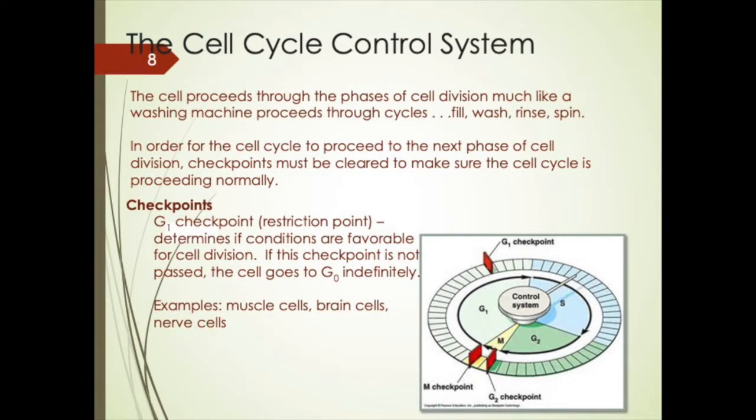So before we head on to mitosis, you have to get past that checkpoint, right? In order for the cell cycle to proceed to the next phase, you have to get past the checkpoints. Remember, we talked about this during lecture. So the G1 checkpoint: before you get into S even, you have to get through that G1 checkpoint. That's a restriction point, which determines if conditions are favorable for cellular division, for nuclear division.